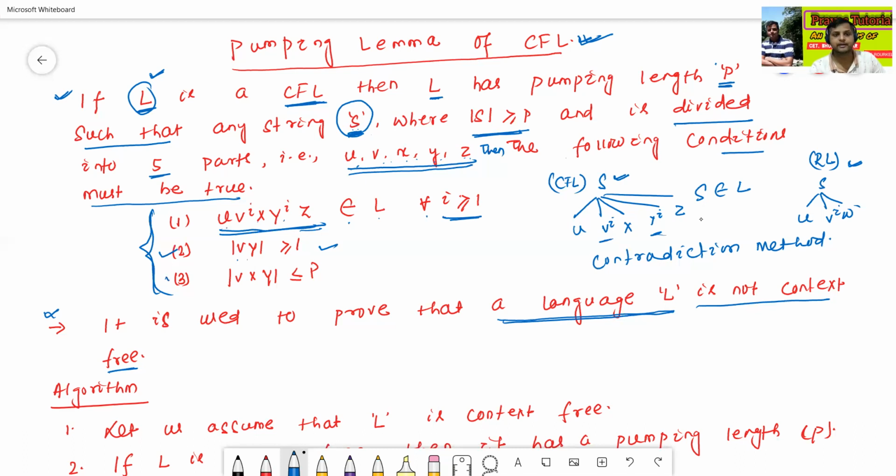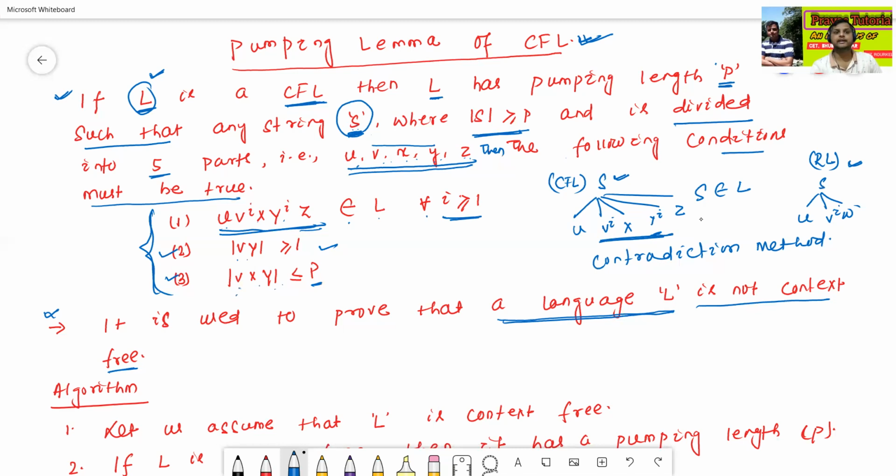What is the third point? Length of vxy must be less than or equal to p, where p means pumping length. So these are the three conditions. Based on these three conditions, we will prove that a language L is not context-free.